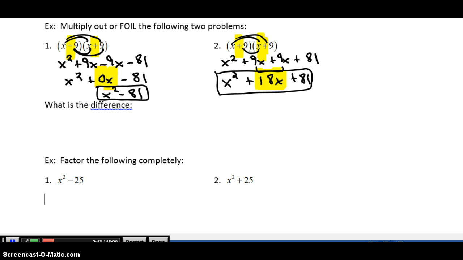So we don't have to really write a bunch of stuff here. We're really just thinking about it. But I will write this. This has a name to it. It's a special type of factoring. It's called difference, and I'll just abbreviate that real quick. Difference between two squares.